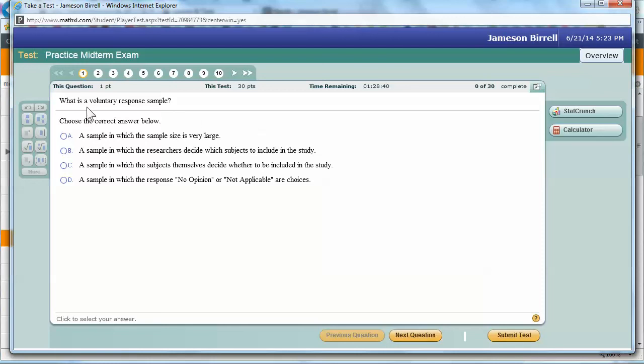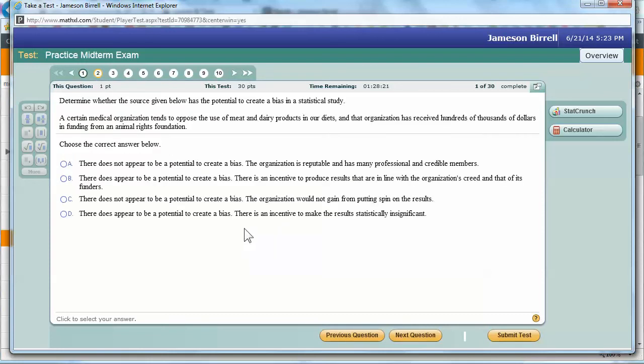So going back to chapter 1, what's a voluntary response sample? A voluntary response sample is when you sample and you allow the subjects themselves to decide whether or not they're going to be included in the study. So that's C right here. I'm not going to go through all the non-answers, but you can pause this and look at those if you'd like.